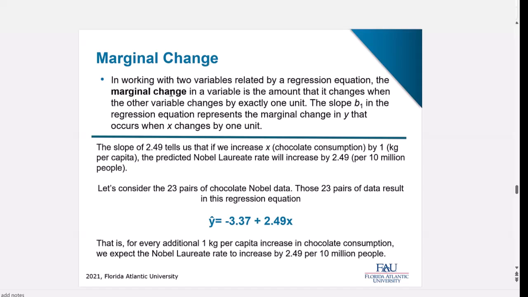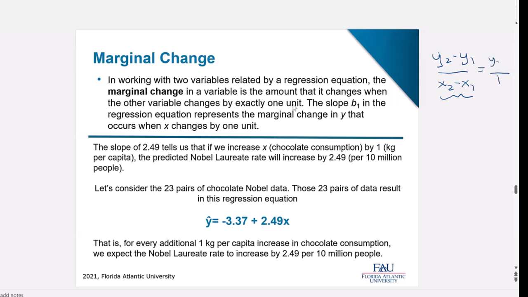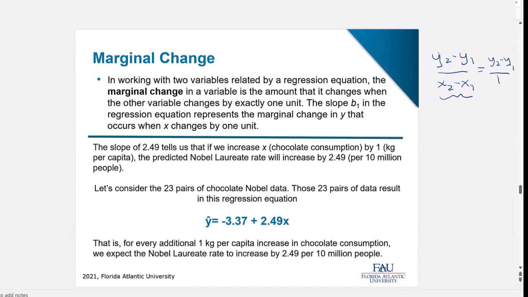Marginal change. In working with two variables related by a regression equation, the marginal change in a variable is the amount that it changes when the other variable changes by exactly 1 unit. That's the slope, the y value divided by the x value. If I have y2 minus y1 over x2 minus x1, for the x's, I only go up 1. Then I'm looking at the change in the y values. That's my slope, and that's also called the marginal change.